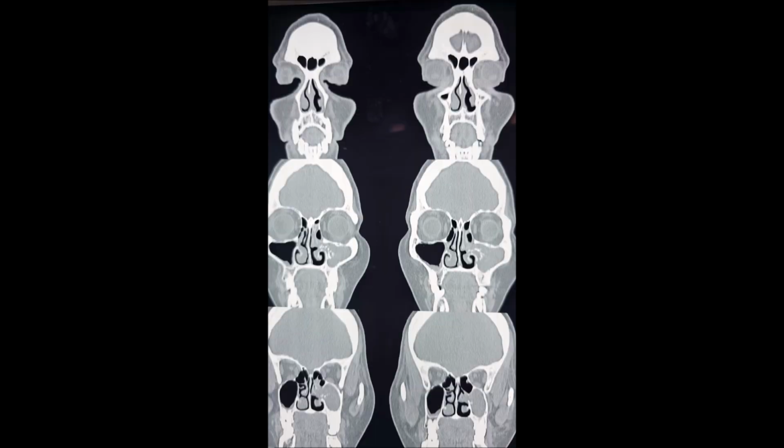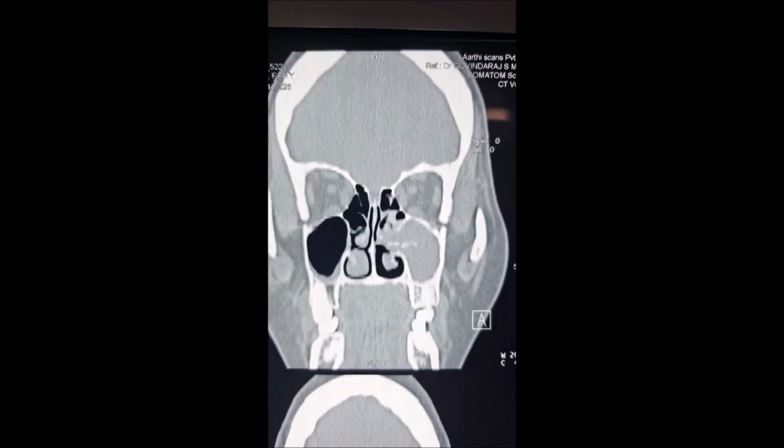These are coronal CT scan images showing the left maxillary opacity, and the anterior ethmoid is also opaque. But the disease is mainly confined to the left maxillary sinus, and in the zoomed picture you can see the heterodense opacity suggesting it's a fungal maxillary sinusitis or fungal granuloma.